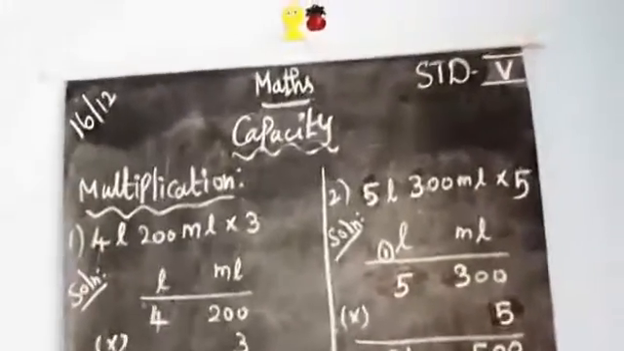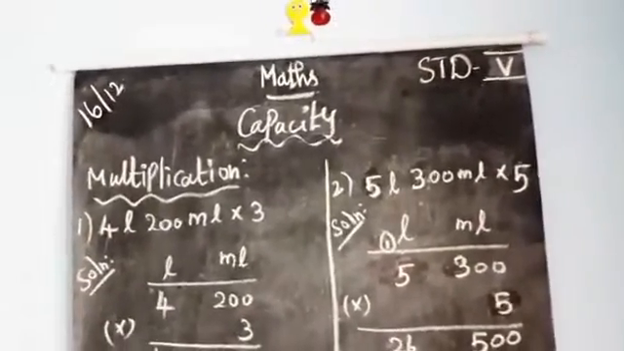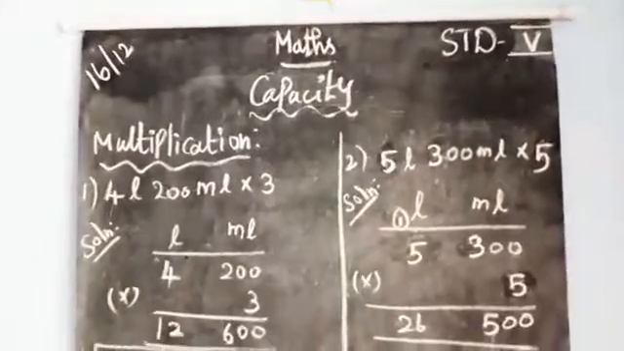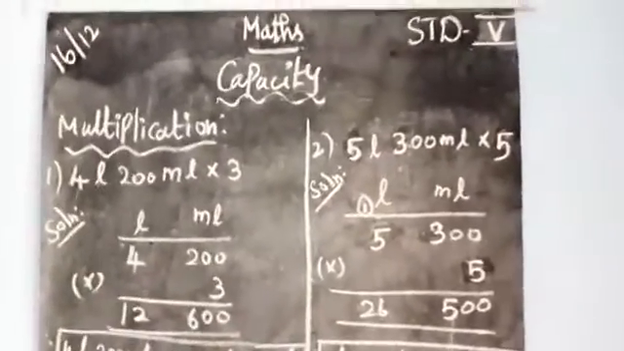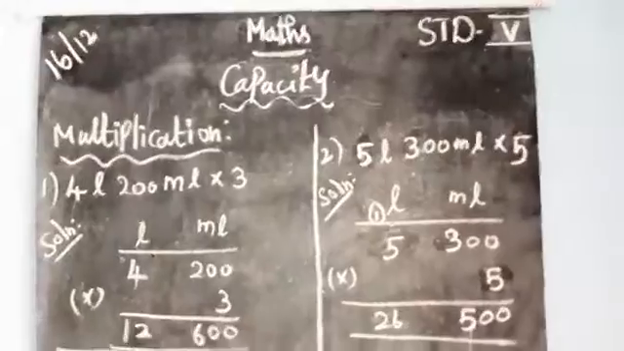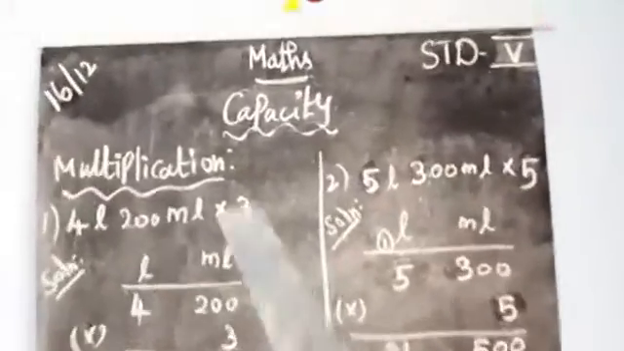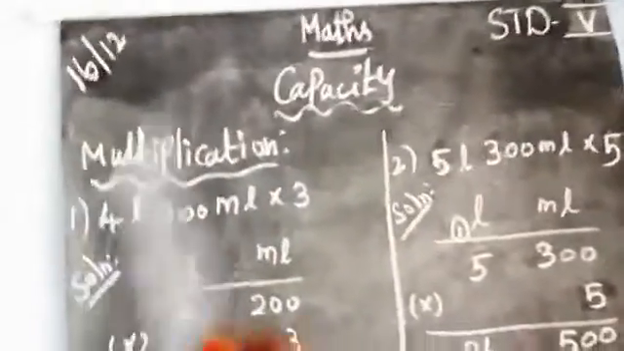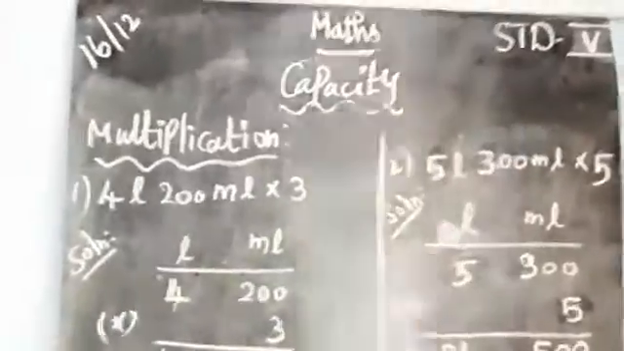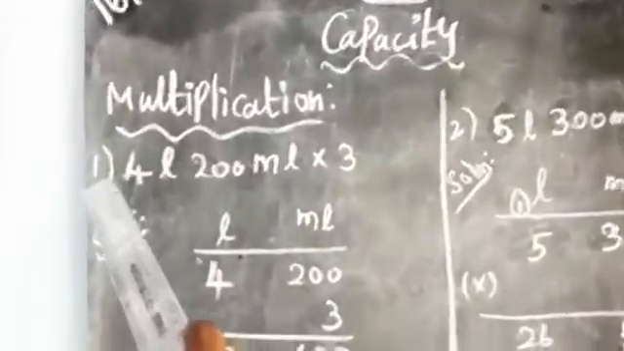The last class we learned about subtraction in capacity. Today we are going to see multiplication in capacity and division in capacity. Okay, measurement lesson, capacity. First one, multiplication. Multiplication in capacity. Just look at the sum.